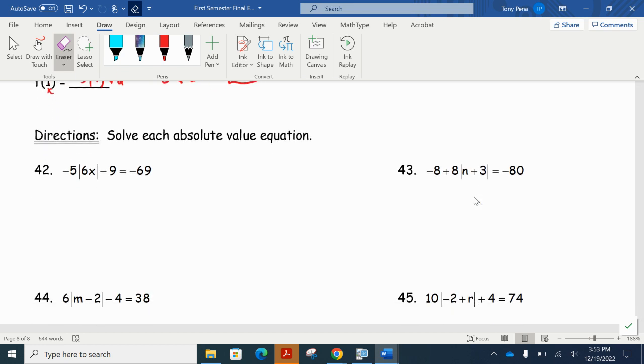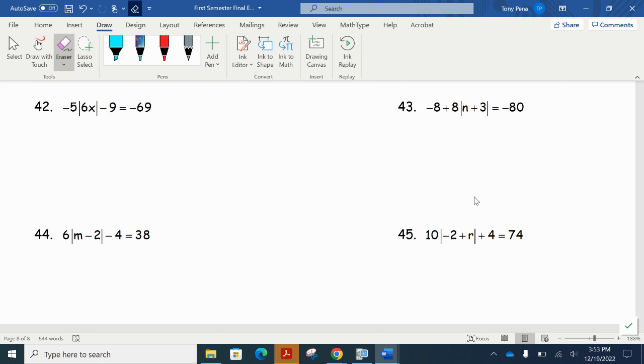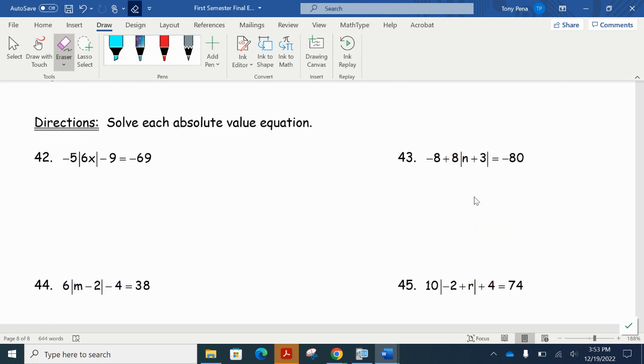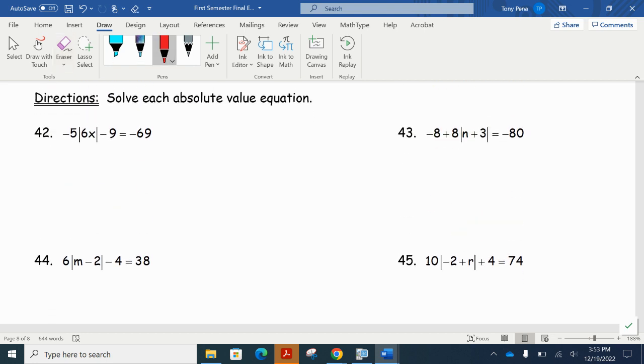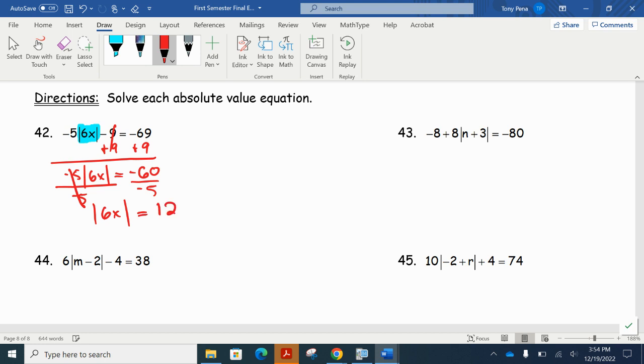All right, and then these. Been doing a couple of these every day here in the last week. We want to isolate the absolute value bar, so we want to get this by itself. So the first thing we'd want to do is add that 9 over so that this would cancel. We now have a negative 5 times that absolute value 6x would equal a negative 60. We would then want to divide by the negative 5 to get that by itself. So what we would end up with is the absolute value of 6x is equal to 12, negative 60 divided by 5.